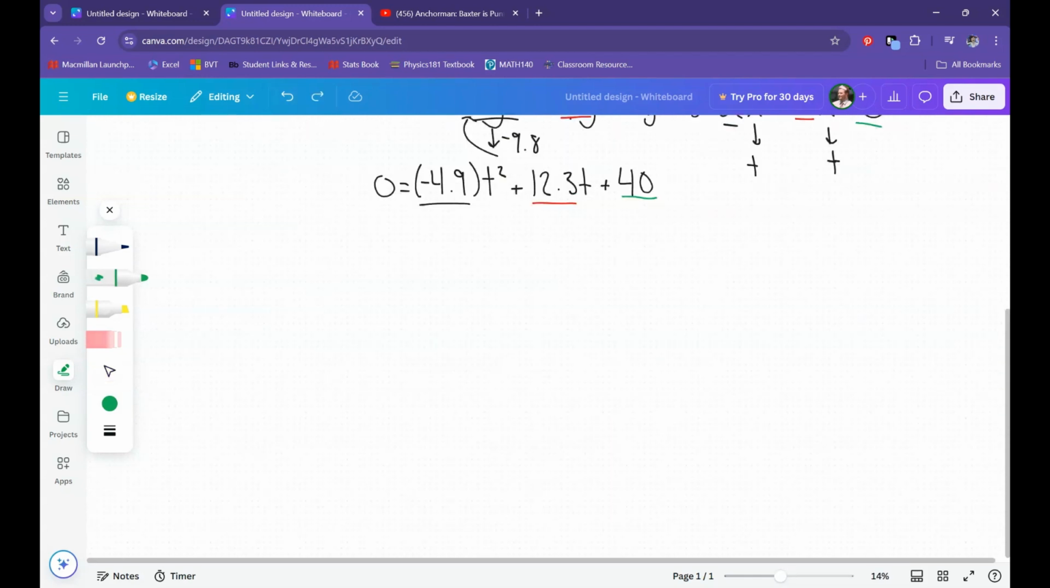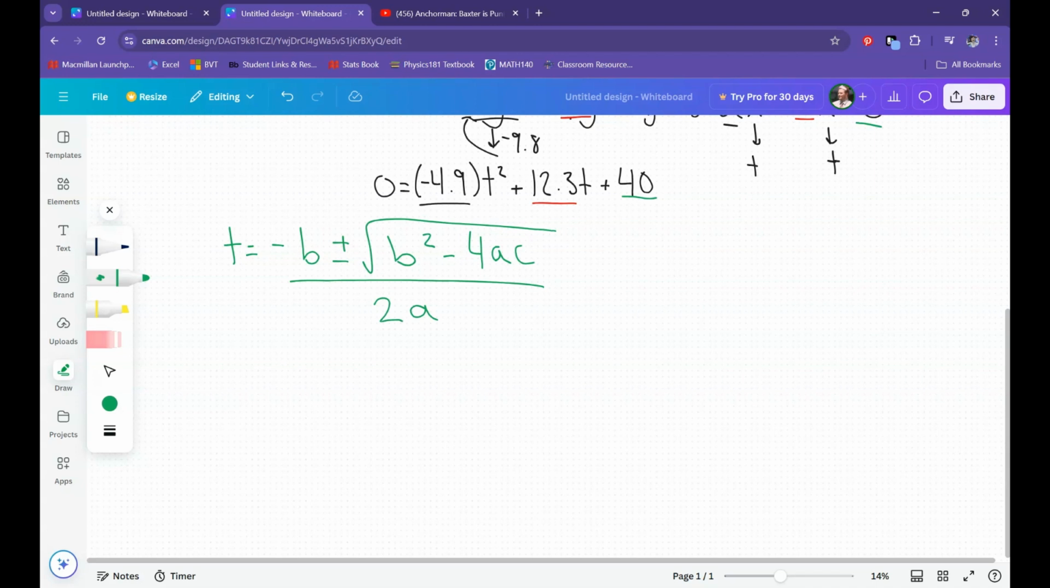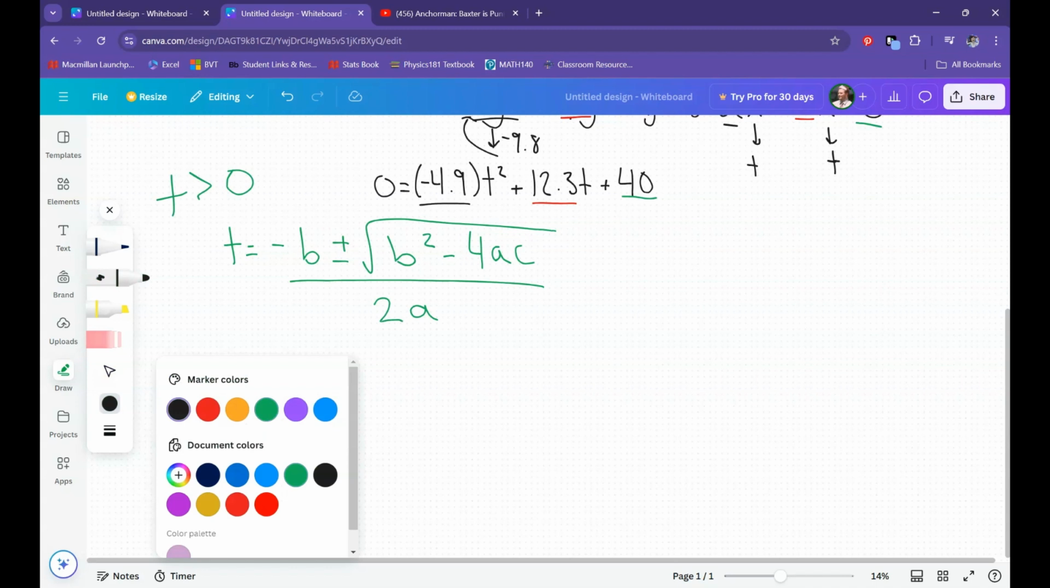And now we're going to plug that into the quadratic formula, which is t, in this case, normally it's x, equals negative b plus or minus the square root of b squared minus 4ac, all over 2a. I know you're probably thinking that this looks like a jumbled mess, but once we plug in the values, it gets a lot easier, especially considering the fact that we know t has to be greater than 0. So now we're going to plug in our values here.